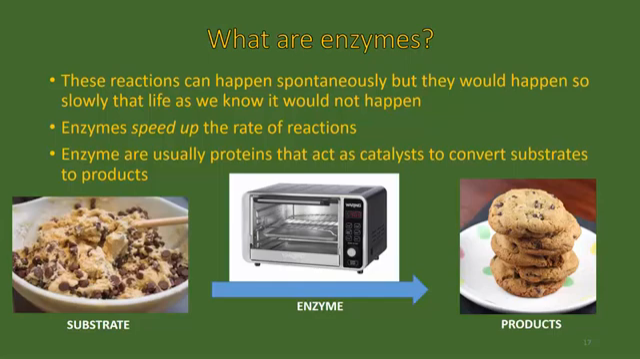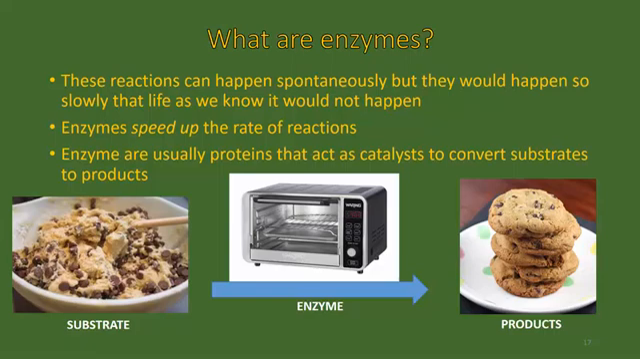The last thing we're going to talk about in this module is an enzyme. Those reactions that we just talked about can happen spontaneously, but it would take forever for that to happen. For example, if you took cookie dough and put it on the counter, it would take a long time for that to turn into a cookie, even if it never rotted and nobody ever snitched it. Enzymes speed up the rate of this reaction. So ovens are a little bit like enzymes. They convert cookie dough into cookies in just 10 minutes.